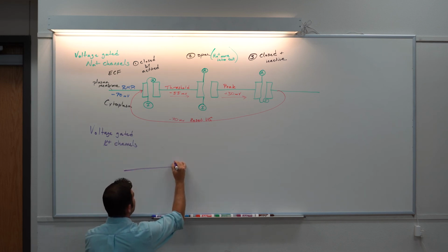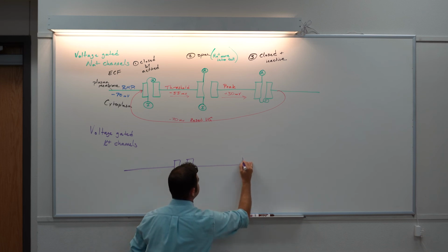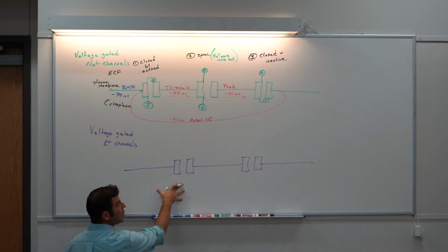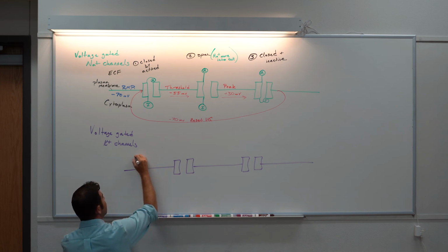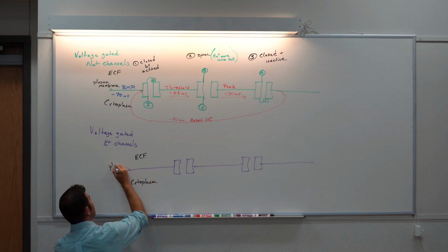I'm going to draw a line that represents my plasma membrane. And I'll have the 2 positions of the voltage-gated potassium channel. Once again, above this line is going to be our extracellular fluid outside the cell. Below the line is our cytoplasm of the neuron. This is our plasma membrane.